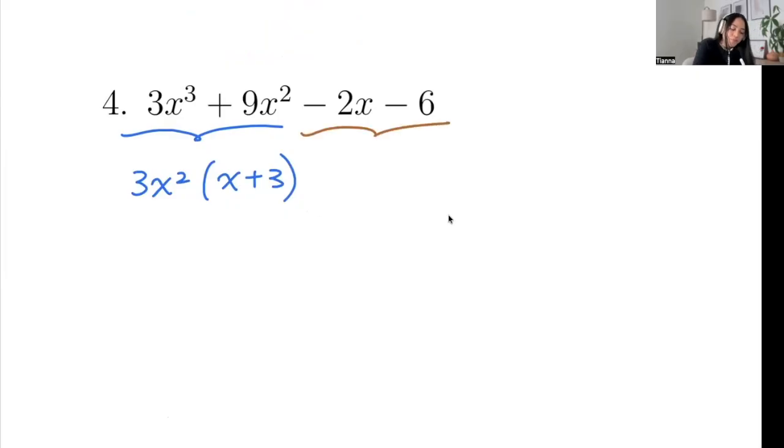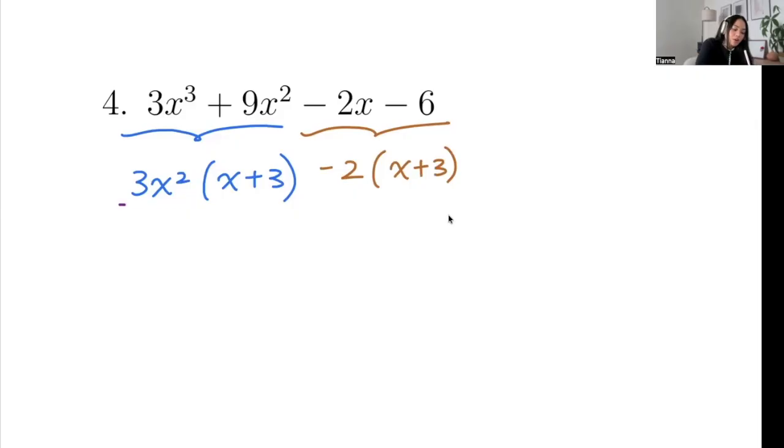Our last two. So in this case, we can pull out a 2 for sure. We have to think about, do we want the 2 to be positive or do we want the 2 to be negative? So ideally, we want there to be an x plus 3 over here so that we can group our insides and group our outsides.